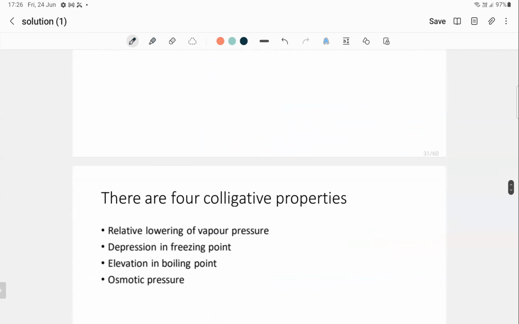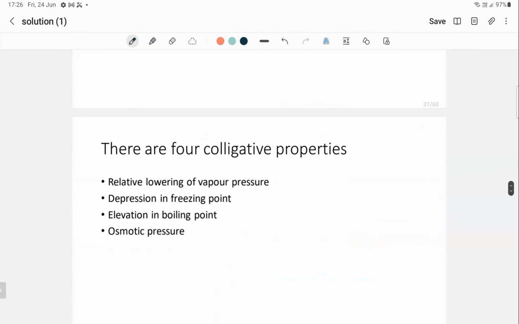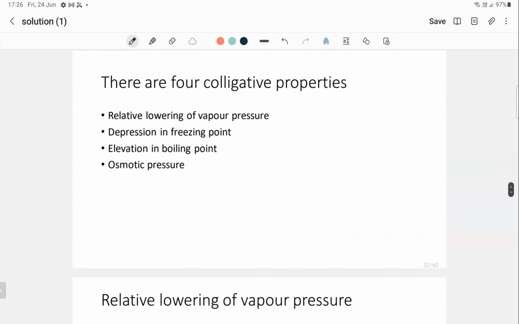Okay. So there are 4 major colligative properties. If I complete all the 4 things, the chapter is completed. For each and every topic, there are 10 problems. So only then you will get a better understanding of this chapter. So we can move to our first one, that is relative lowering of vapor pressure.